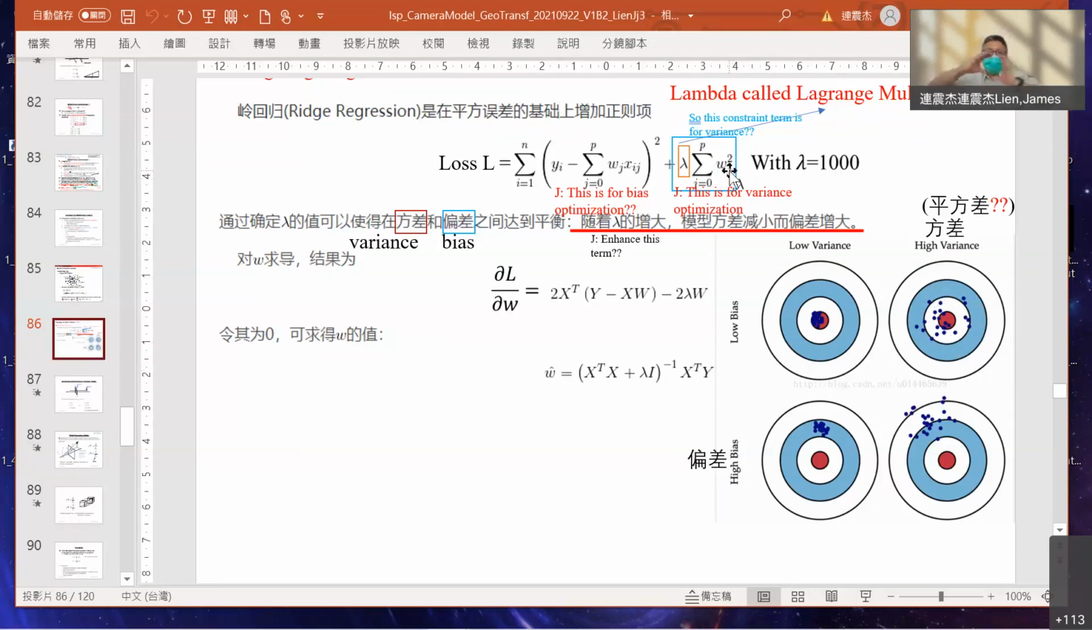This term is more constraint. We don't want the result diverse. 我们不希望结果发散出去。那这个就是发散。The variance, you have a large variance. That's not good. So if you include one more constraint term, your variance will reduce. The variance of the Gaussian distribution will reduce, and will be concentrated either here or here.